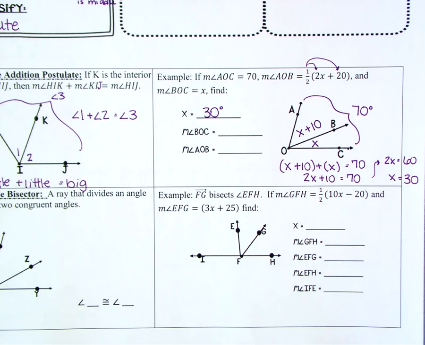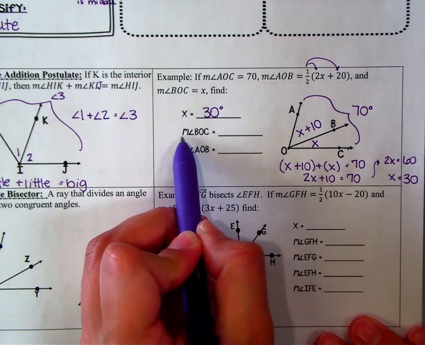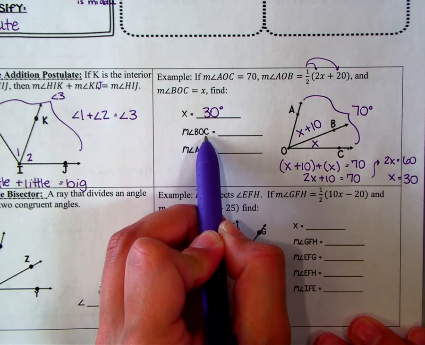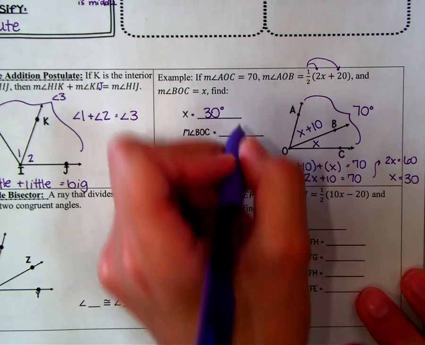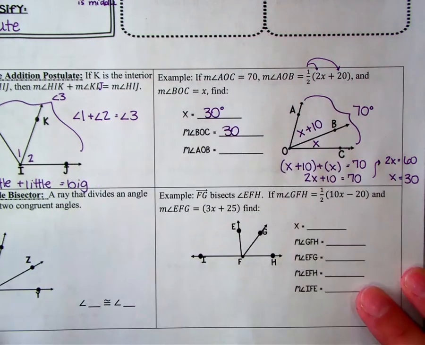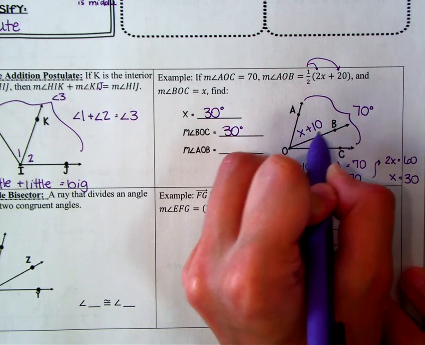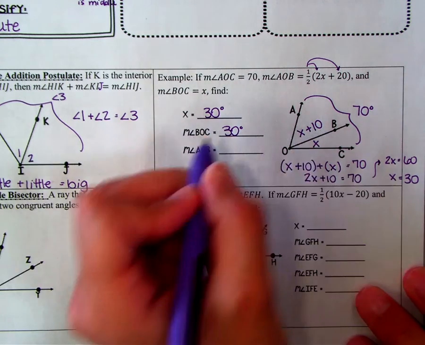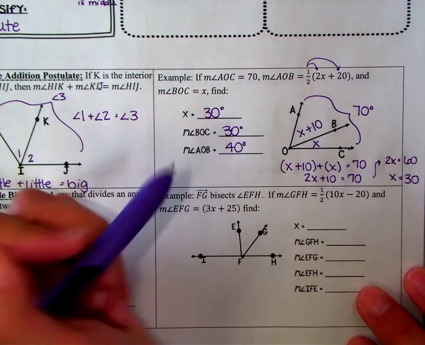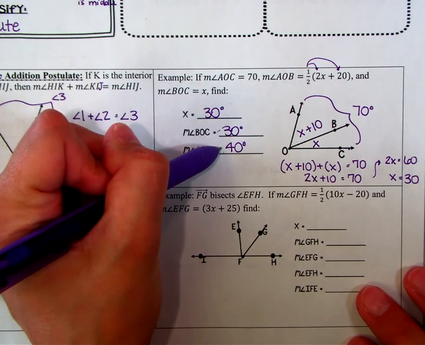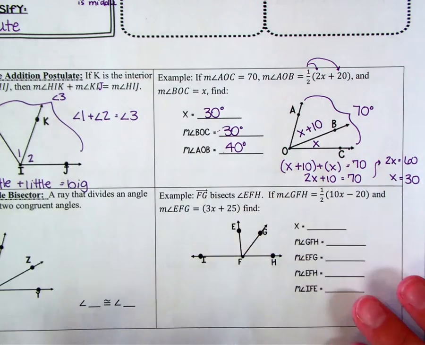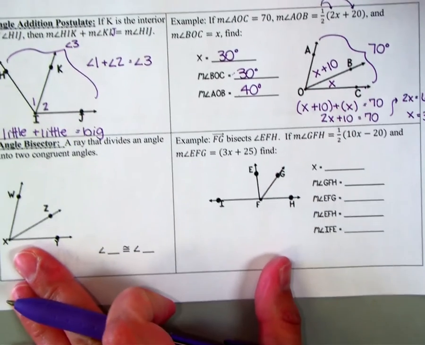So the rest of the information comes from plugging that x value back in. So the measure of angle BOC was just x, and we know that x is 30, and AOB was x plus 10. Well, if x is 30, 30 plus 10 is 40. So those two together make up the big angle. 30 and 40 gives me 70. So we know that we did it correctly.